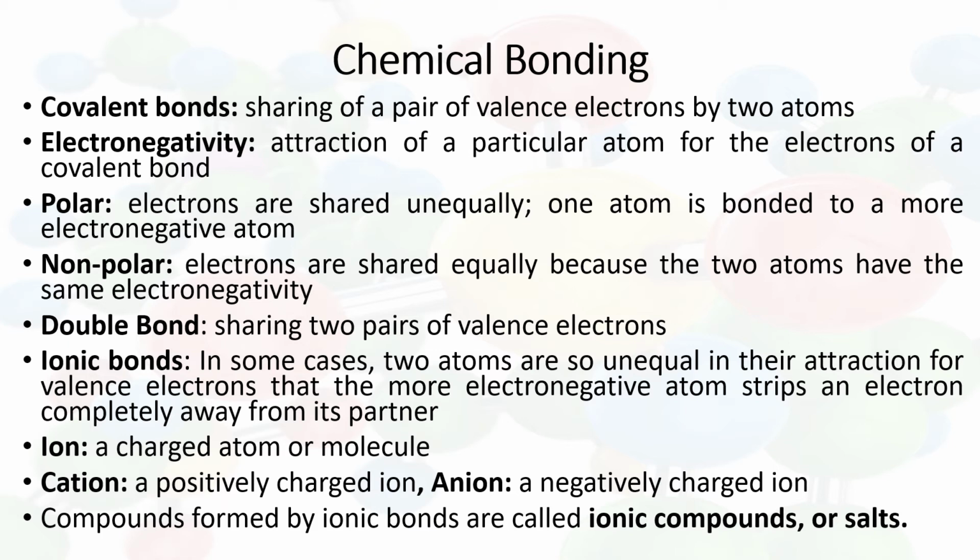Ionic bonds. In some cases, two atoms are so unequal in their attraction for valence electrons that the more electronegative atom strips an electron completely away from its partner. A charged atom or molecule is called an ion. Ions can be positively charged or negatively charged. Positively charged ions are called cations and negatively charged ions are called anions. Compounds formed by ionic bonds are called ionic compounds or salts.